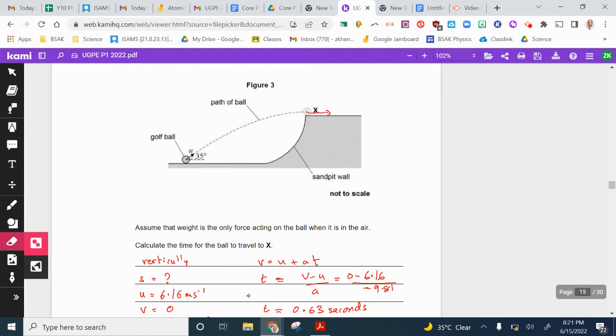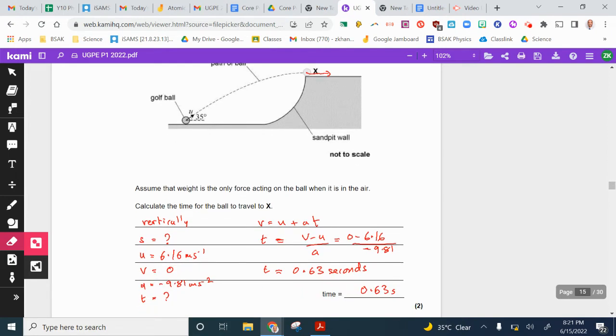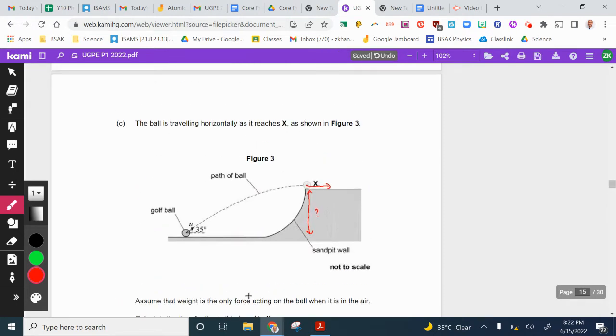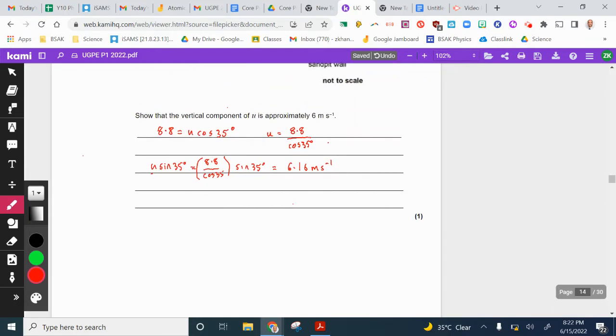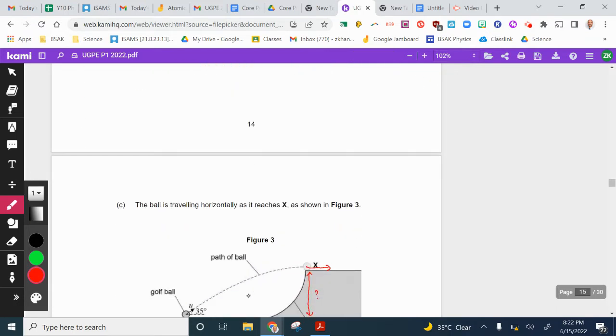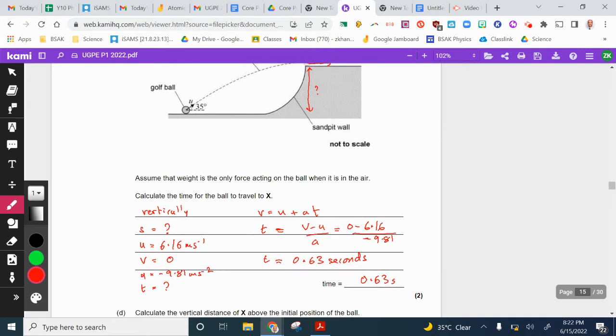So what I'm going to do is look in the vertical direction. So I'm going to write down suvat. I don't know what that vertical distance is here, so I'm just going to put a question mark. That's the vertical displacement. U, the initial speed in the vertical direction, we've already worked that out from the previous question, which is 6.16 meters per second. So we know that the component in the vertical direction is 6.16 meters per second.